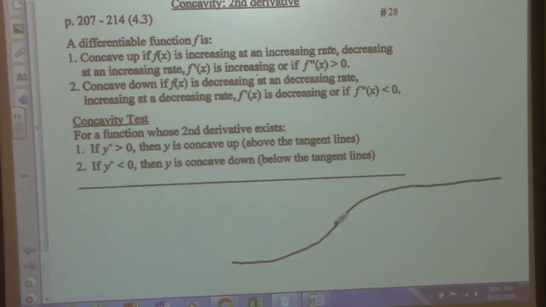Okay. So this is an important little thing in calculus that we haven't talked about before now. It is called an inflection point.